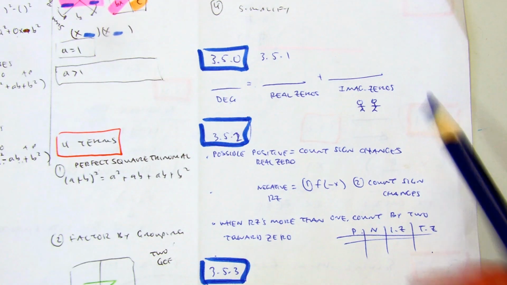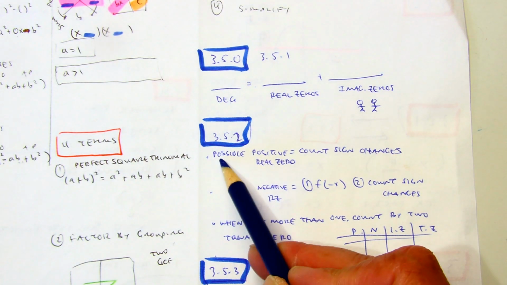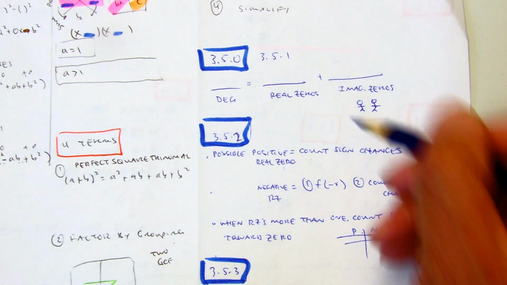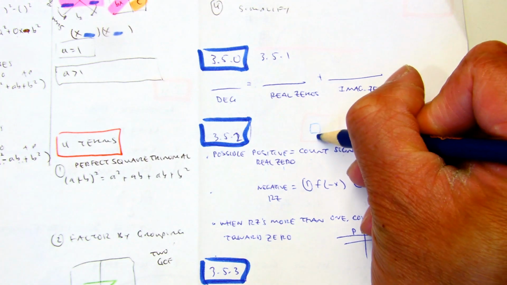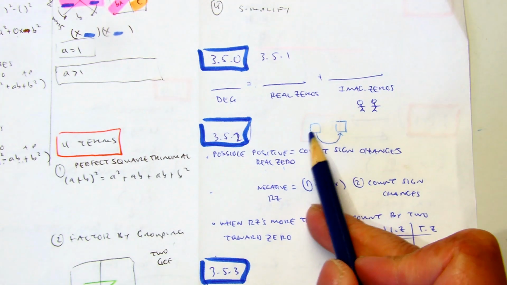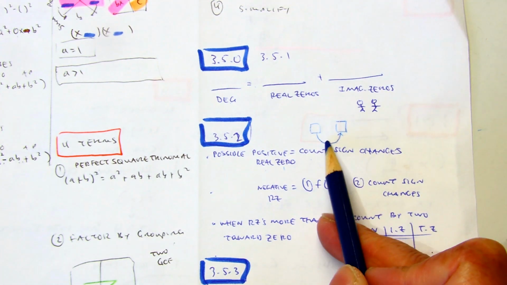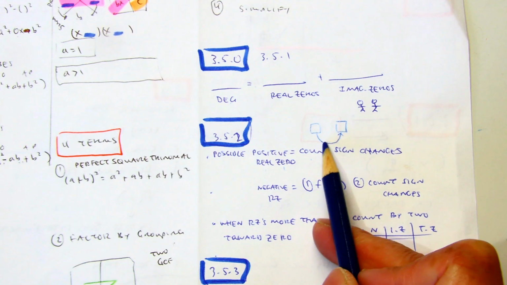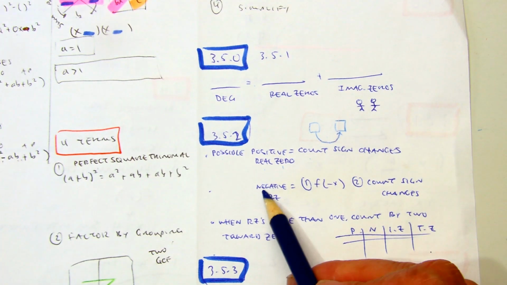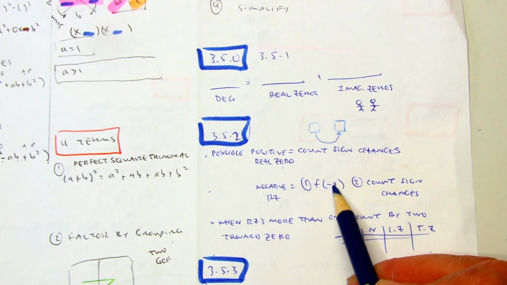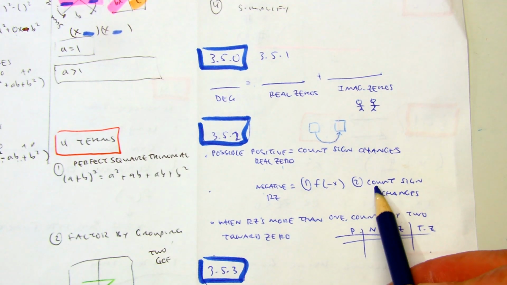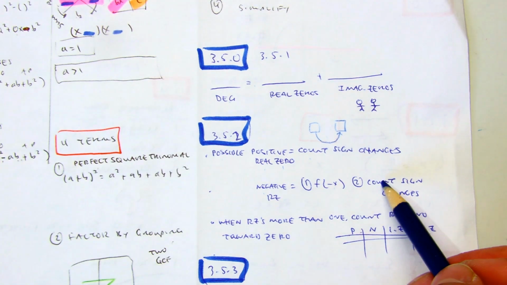In 3.52, we said that the possible positive real zeros is just counting the sign changes. In front of a polynomial, is it plus or minus, and to the next one, what is it? If it is like a negative to a positive, then yes, that's a sign change, and we count the yeses. That tells you the number of real zeros. To get the possible negative real zeros, you're first going to put in negative x and simplify. Then you're going to count the sign changes. If it's a yes, count it, and then you can put it into our chart.